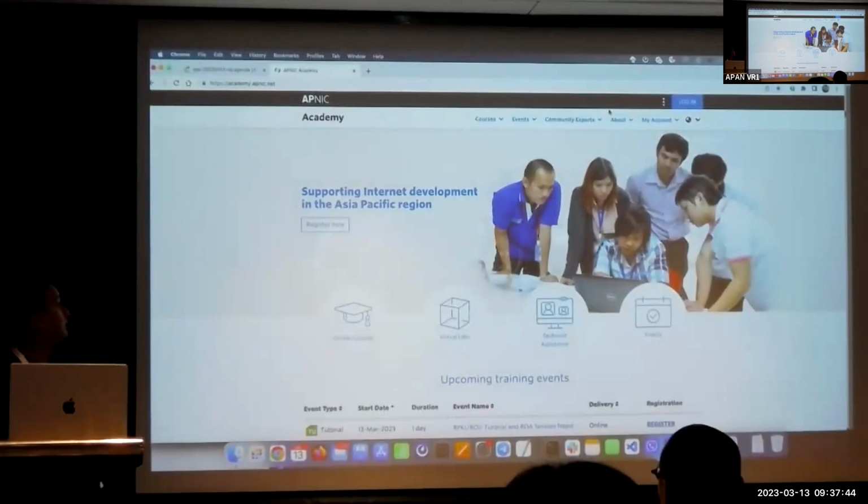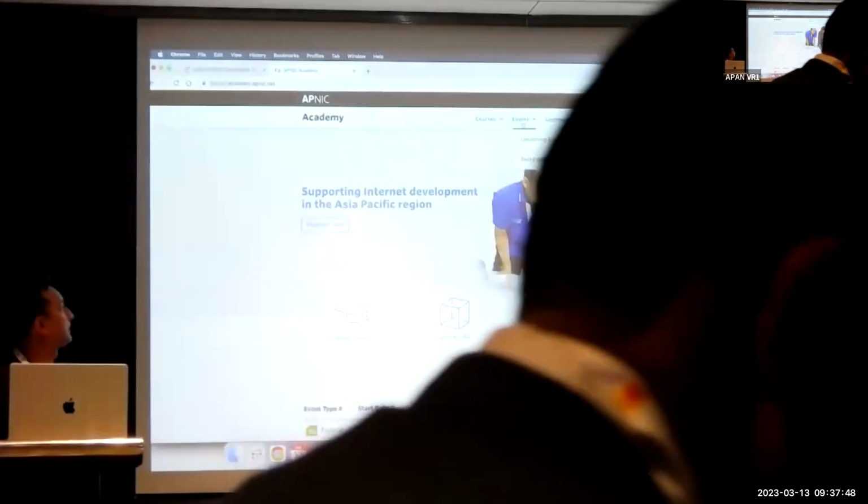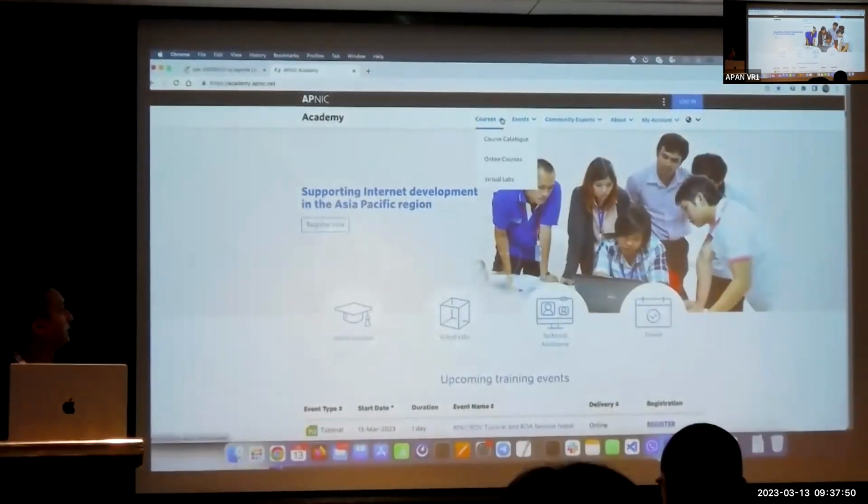You'll see that there are different menus over here, and under courses you can see the online courses that you can do self-paced. Then there are also some virtual labs that you can do, right? So in order to test a few things, and this is one of the things that we'll be doing, right?